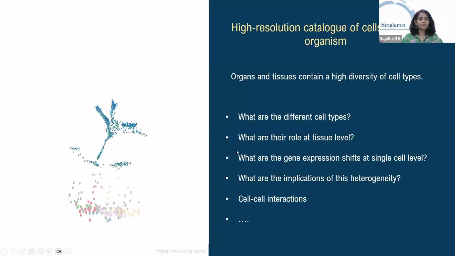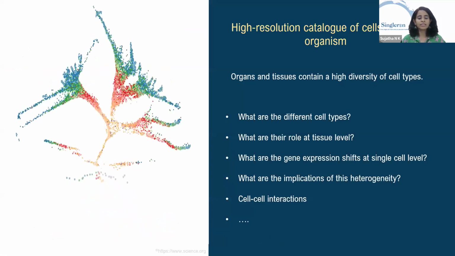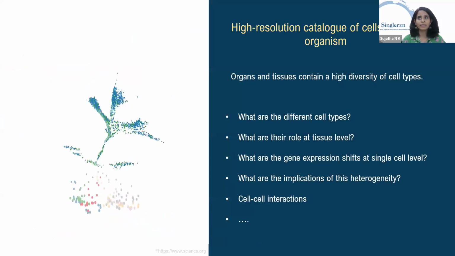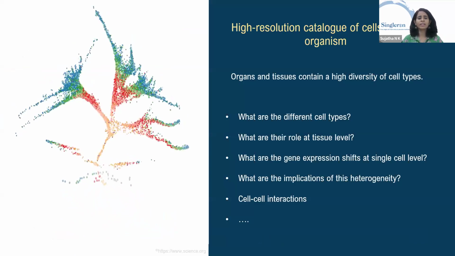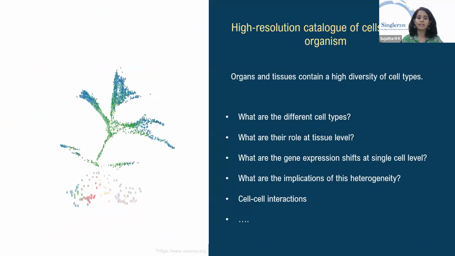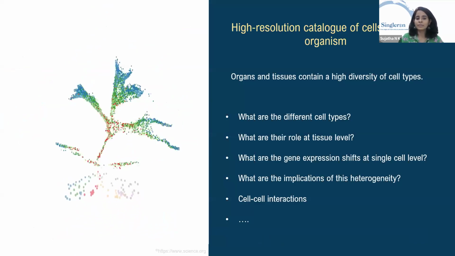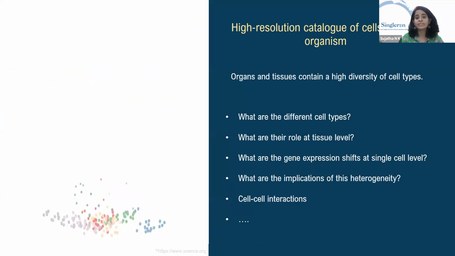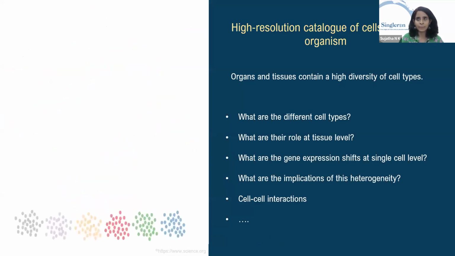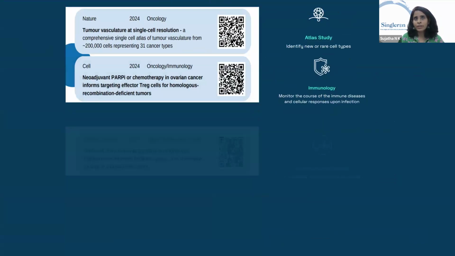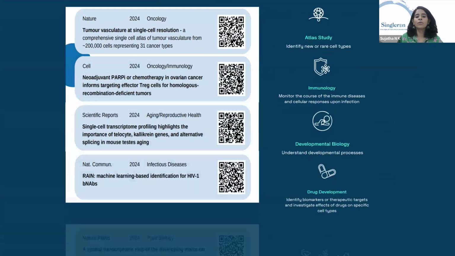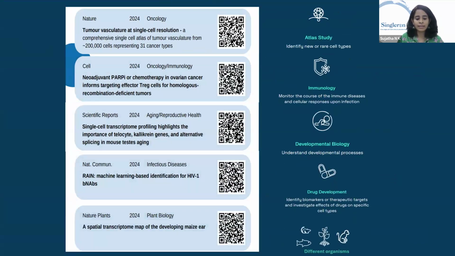If you think of all organisms and tissues of interest, all of them contain a high diversity of cell types. So many questions remain unanswered when you do bulk RNA-seq, but can be answered once you decide to embark on single cell RNA sequencing. It's not surprising that many different fields now have studies that have utilized single-cell sequencing to answer very important questions. I've picked a few publications just from this year.